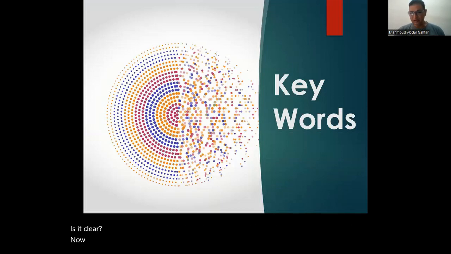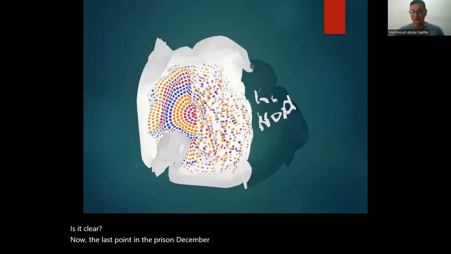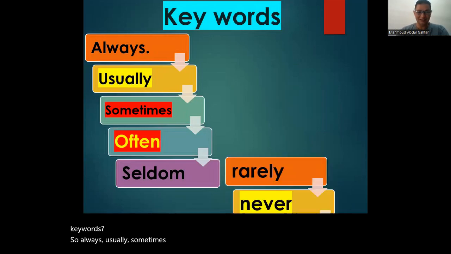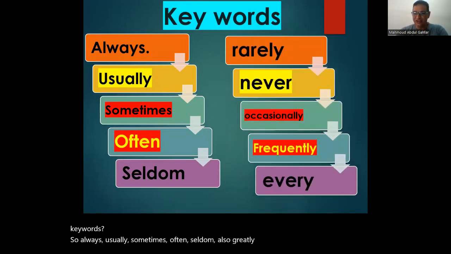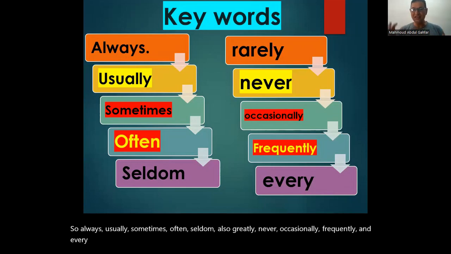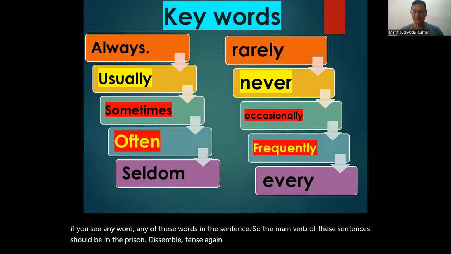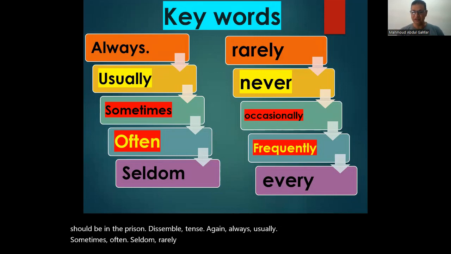Now, the last point in the present simple tense is the keywords. What are the keywords? Always, usually, sometimes, often, seldom, rarely, never, occasionally, frequently, and every. All these are keywords that express the present simple. It means that if you see any of these words in the sentence, the main verb of the sentence should be in the present simple tense. Again, always, usually, sometimes, often, seldom, rarely, never, occasionally, frequently, every.